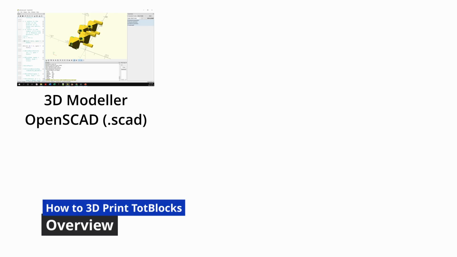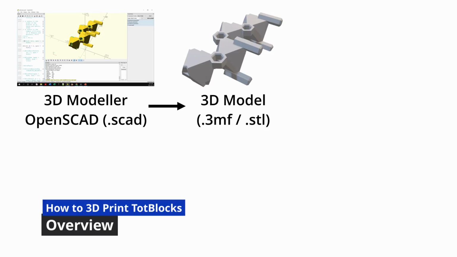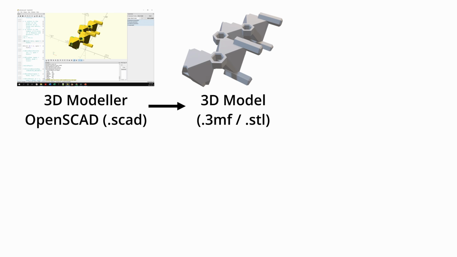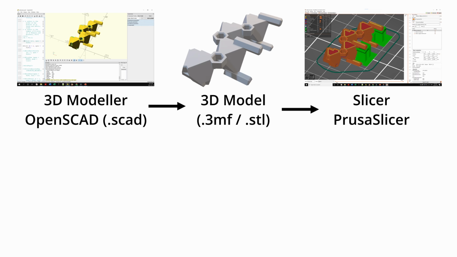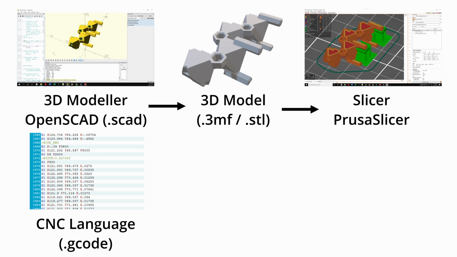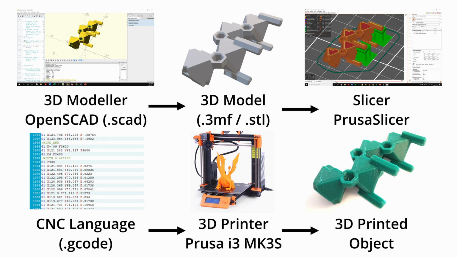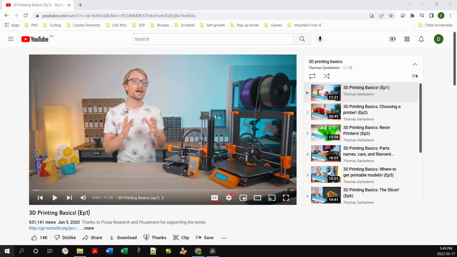To 3D print the models, we have to take the 3D models provided, which commonly have a 3MF or STL file extension, and pass them through a slicing program or slicer, which generates a G-code file that the 3D printer can actually read. If this is your first experience with 3D printing, check out some tutorial videos on YouTube to learn more about the 3D printing process. I recommend watching Thomas Sunladerer's 3D Printing Basics 10-part series on 3D printing.